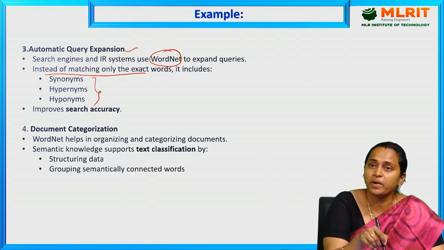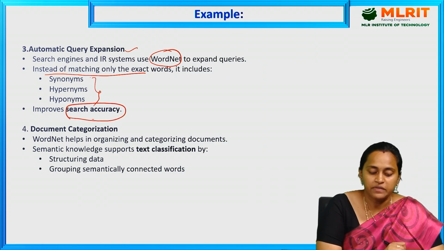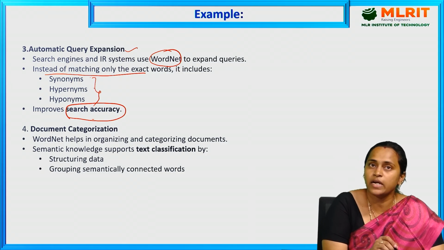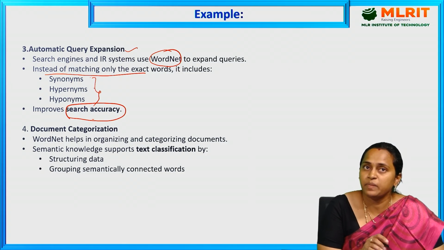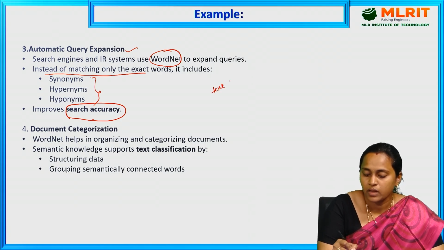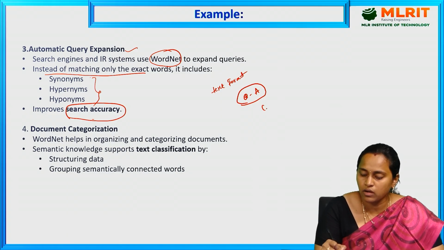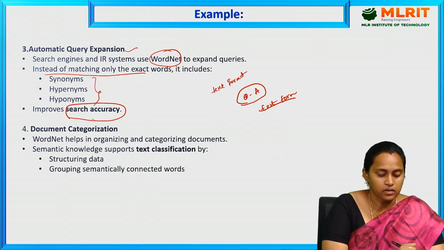By using automatic query expansion, we can improve the search accuracy. That means it will not show only the exact question, it will display some related information. It will not show the documents, it will show the text format. This is one of the applications in natural language processing, the automatic question answering system. It will not display in any document, it will display in a text format.